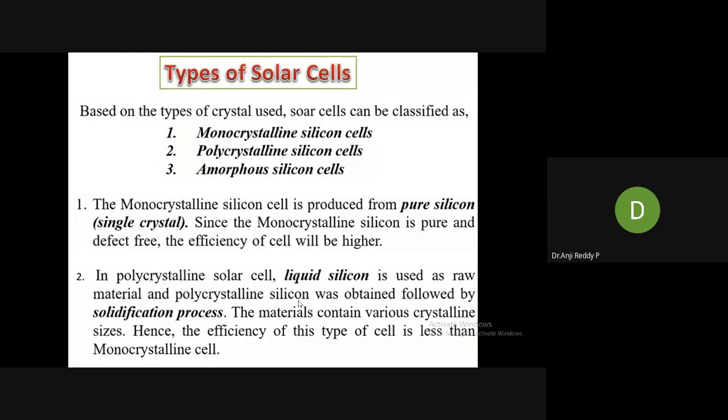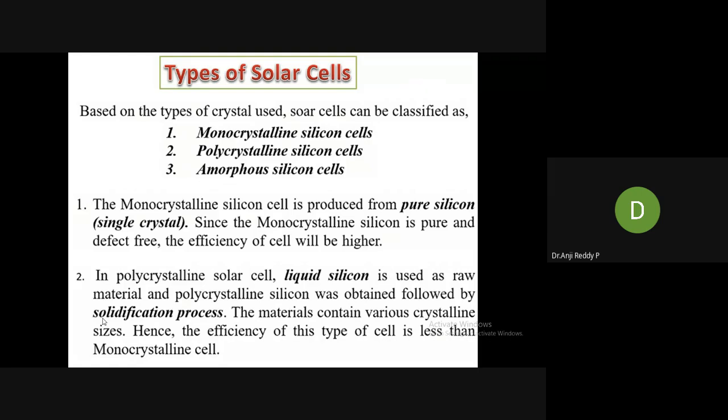What is the meaning of solidification? We have to cool it. Solidification means we have to convert liquid to solid. Remember, in the word solidification, the first five letters are solid. That means first we take the pure silicon only.